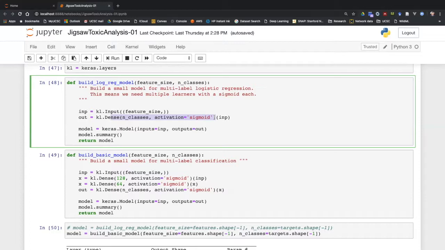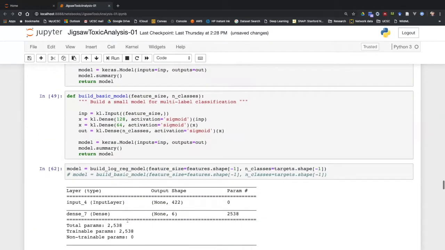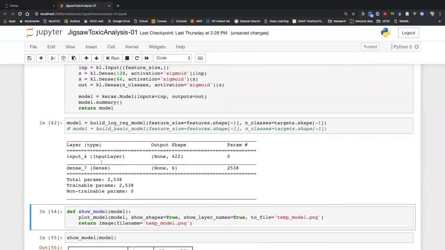But what is the input to this function? What is the input to this layer? It's INP, which was the input layer. So now you have created this two-level architecture. And if we build this model, this is what it looks like.